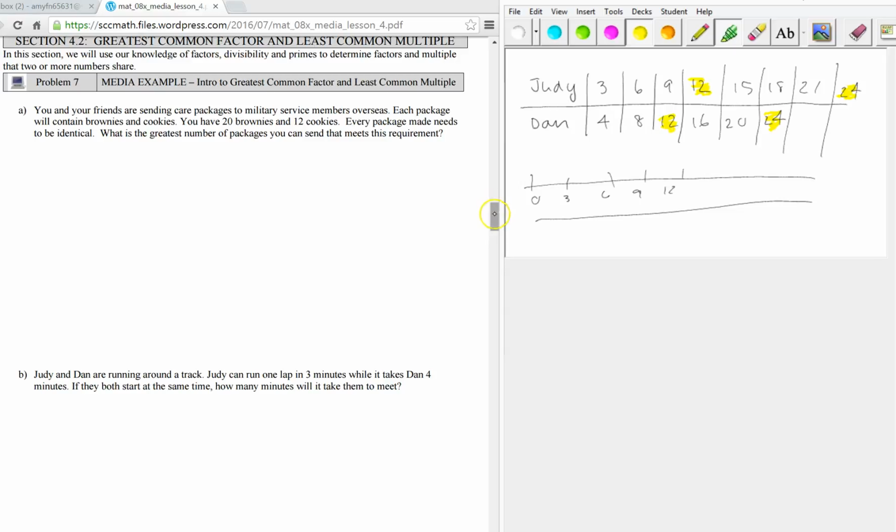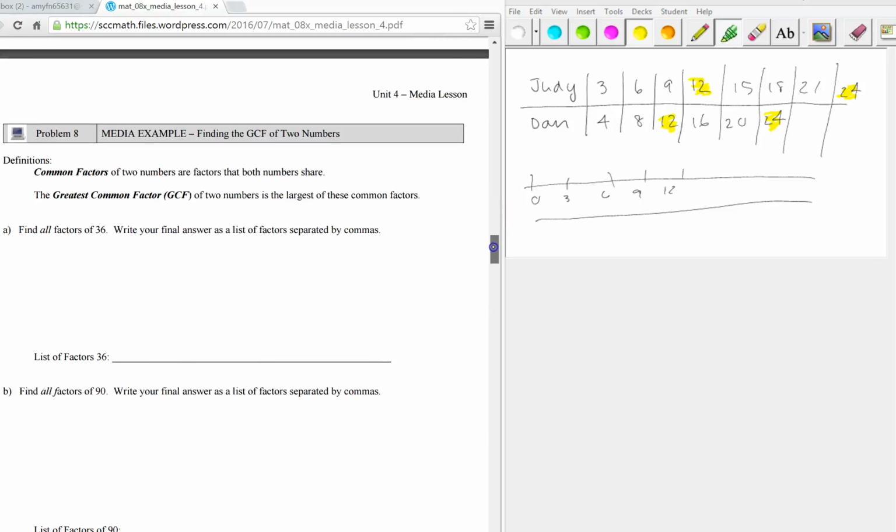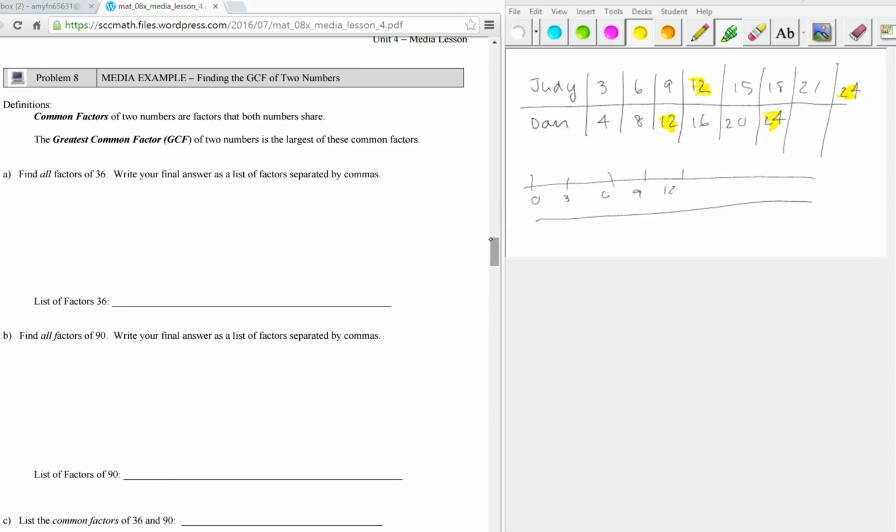formally define it. Okay. And here we formally define common factors and greatest common factors. Okay, so here they'll have to list all the factors of 36 and 90 like we did in the previous videos. Then they're going to compare those sets and see what the common factors are and find the greatest common factor.